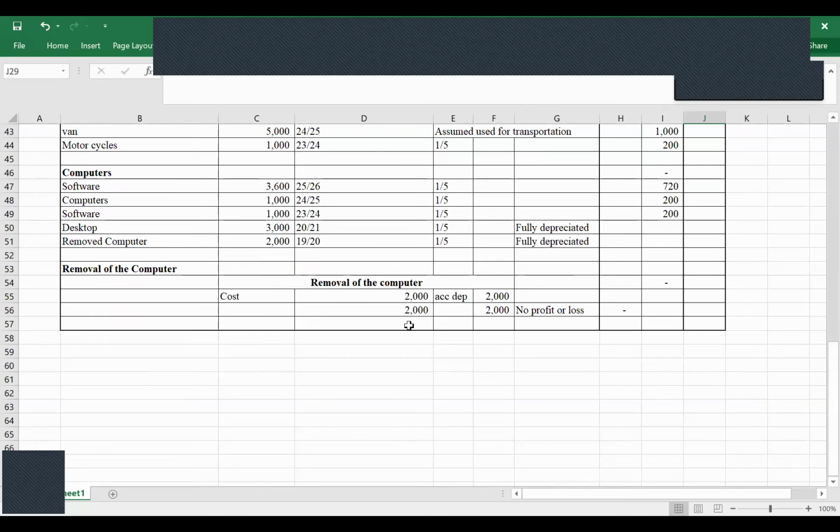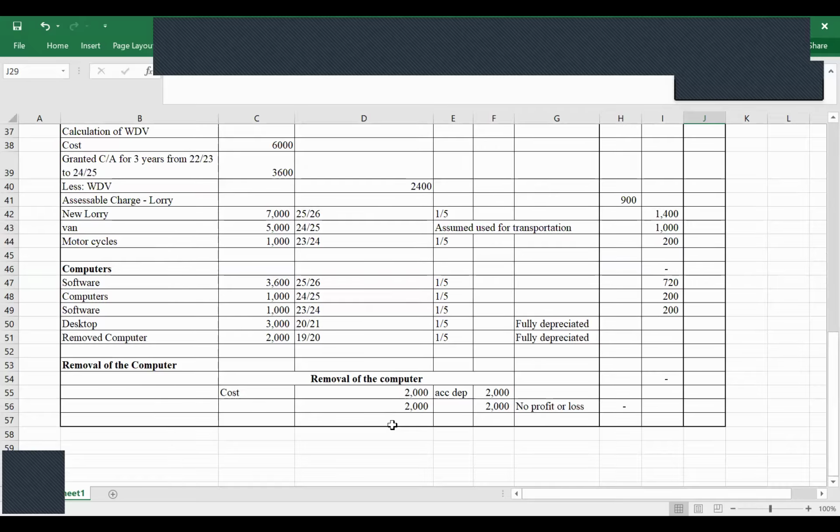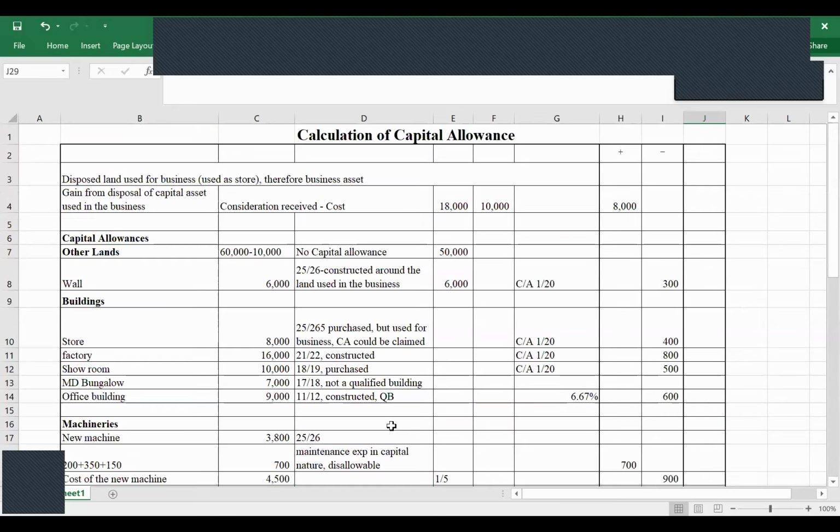No scrap value. No scrap value means we cannot sell it because there is no value for that one. If it is not mentioned that they have already sold it, sometimes even though there is no scrap value, it can be sold for some amount, but it is not mentioned. Therefore, we can consider it as no profit or no loss. So this is how we are going to calculate. This is the way we have to calculate capital allowance for the year of assessment.